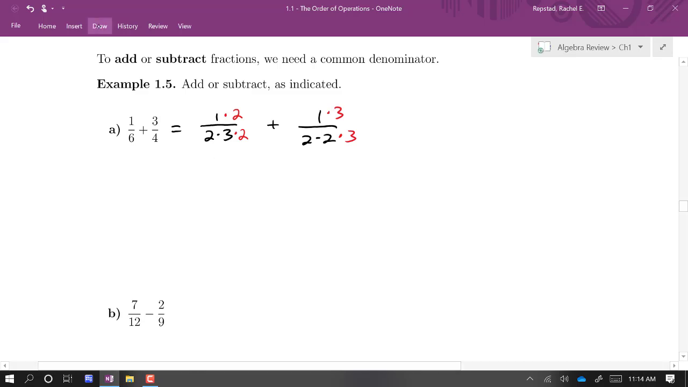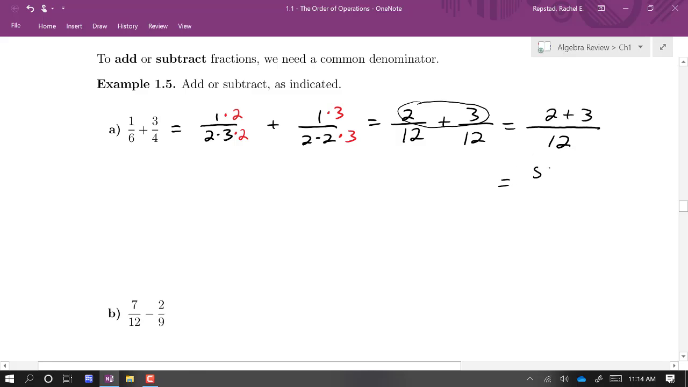So now I can rewrite this problem as 2 over 12 plus 3 over 12. If you already have a common denominator, you're going to just bring that denominator over and then perform this operation on the numerator. So we end up with 5/12 as a result.